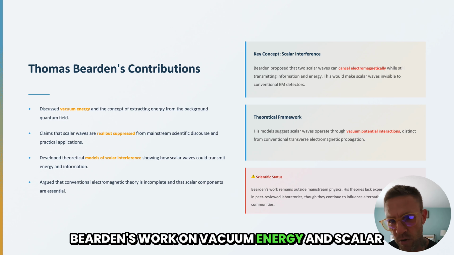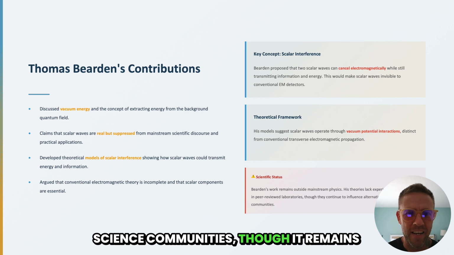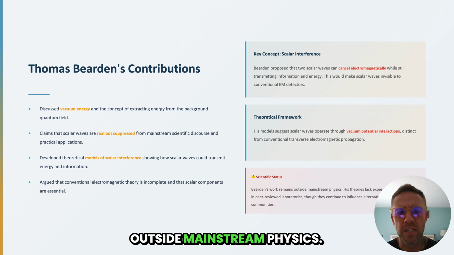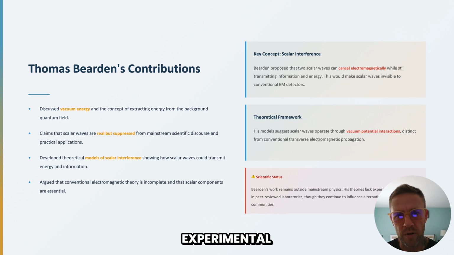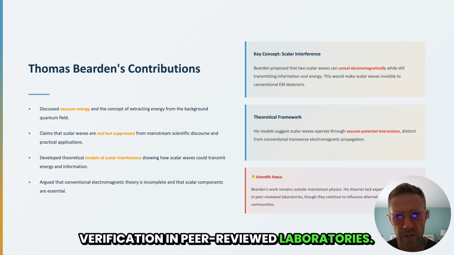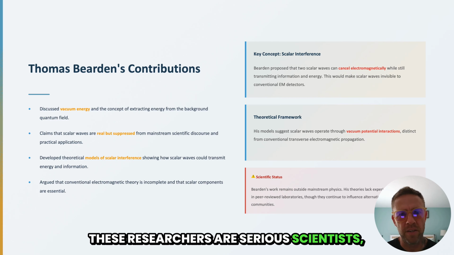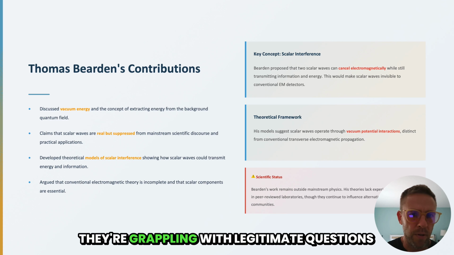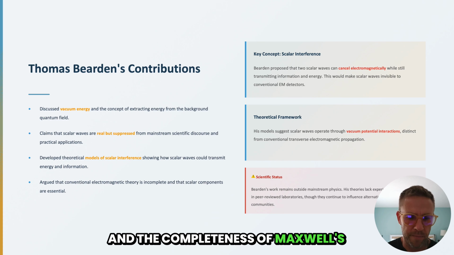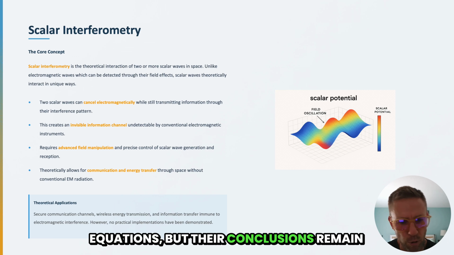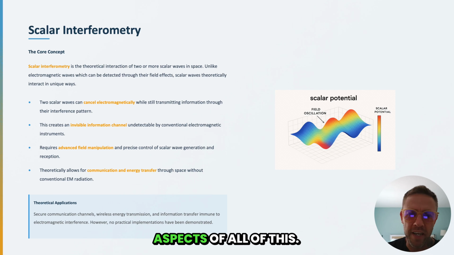Bearden's work on vacuum energy and scalar wave suppression has influenced alternative science communities, though it remains outside mainstream physics. Again, like Meyl, Bearden's theories lack experimental verification in peer-reviewed laboratories. What's important to understand is that these researchers are serious scientists, not charlatans. They're grappling with legitimate questions about the nature of electromagnetic fields and the completeness of Maxwell's equations, but their conclusions remain unproven. One of the biggest, most frustrating aspects of all of this.